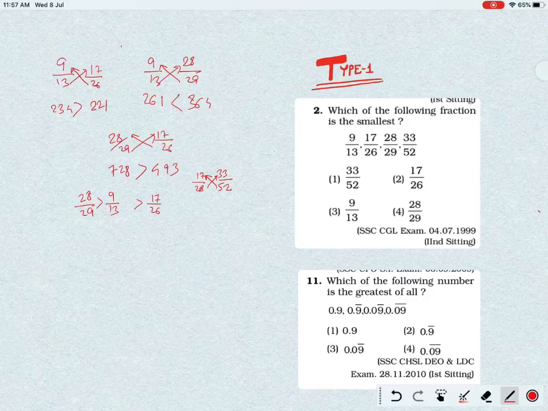So 17 into 52 will become 884. 26 into 33 will become 858. 17 by 26 is bigger, so our smallest will be 33 by 52.